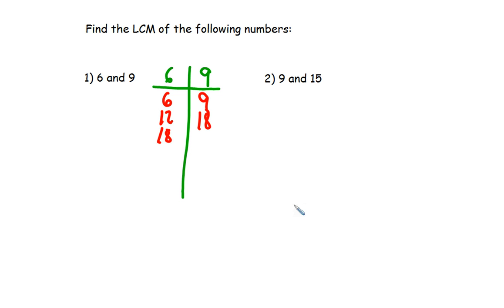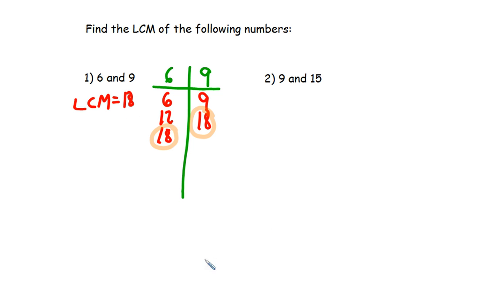And now I can stop because I have found a common multiple. So 18 is a common multiple of 6 and 9. And not only is it a common multiple, it is the smallest common multiple. Therefore, it becomes our LCM. So the LCM of 6 and 9 is 18.